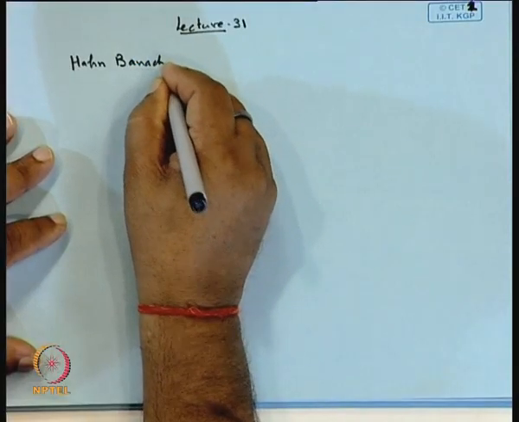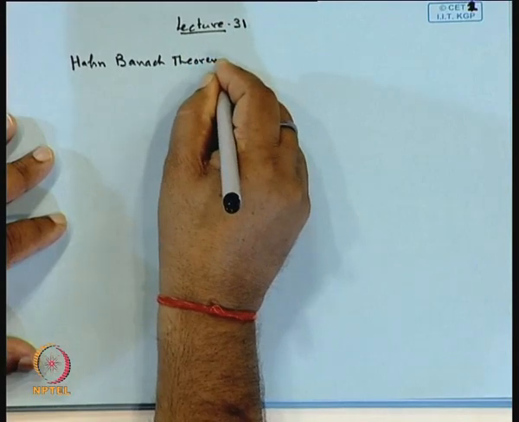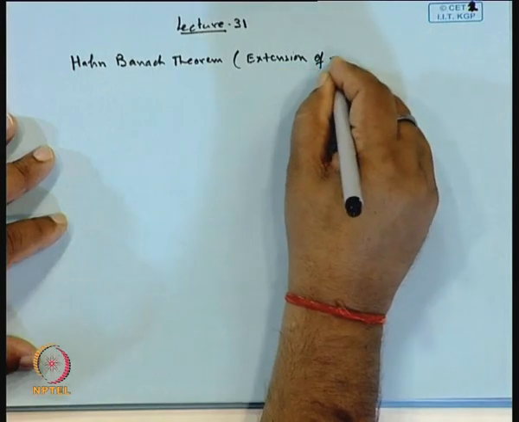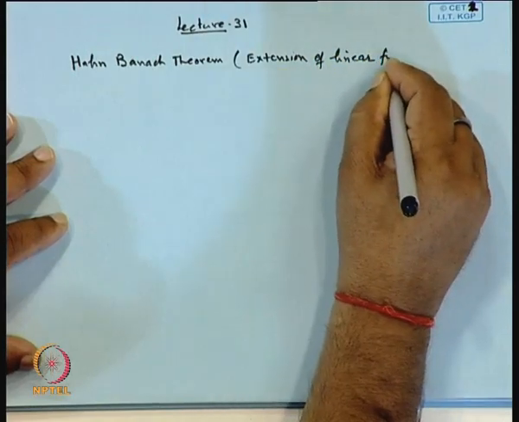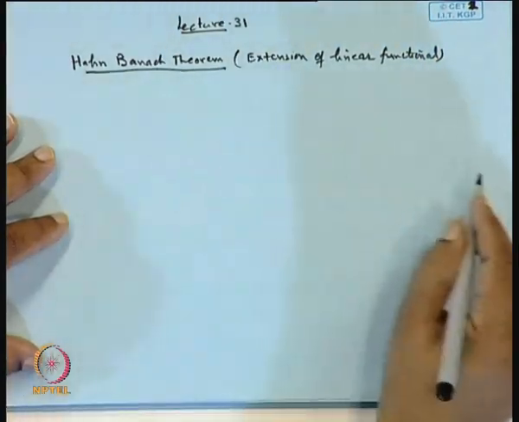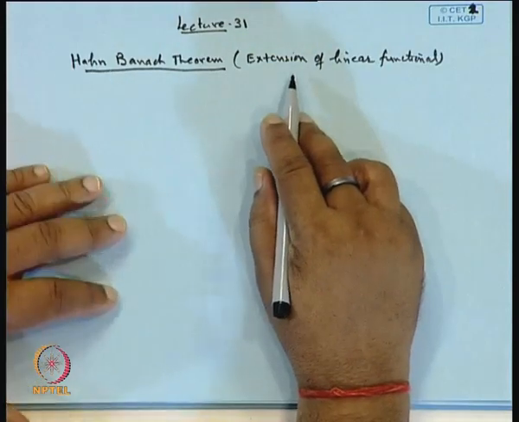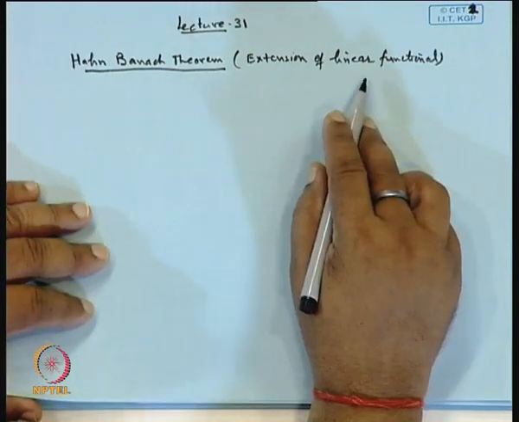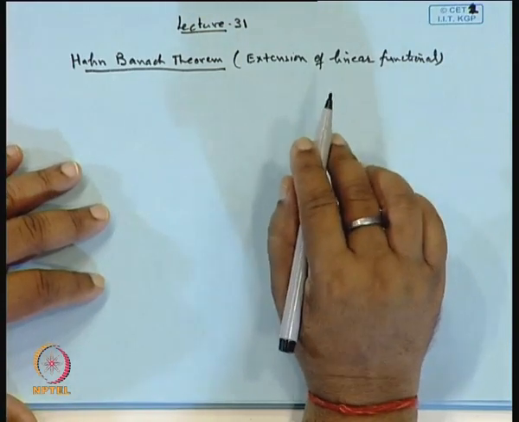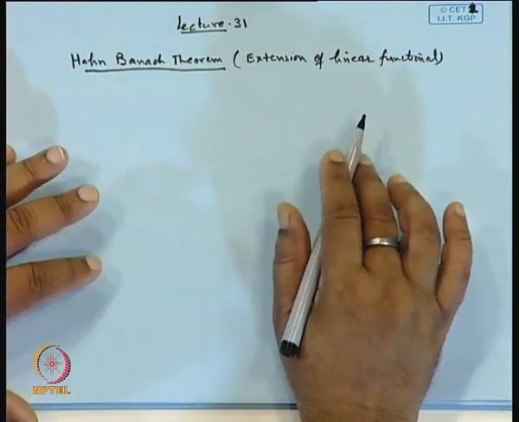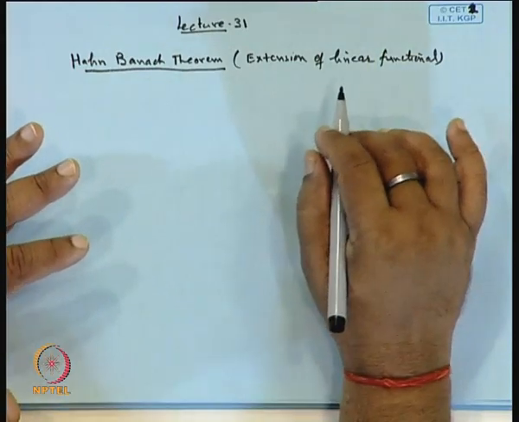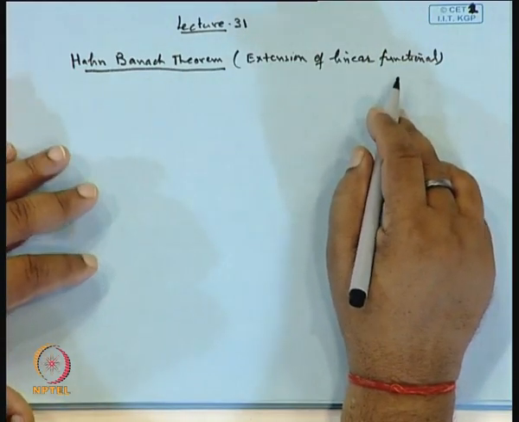So the Hahn-Banach theorem is an extension theorem of linear functionals. Now this theorem gives a guarantee that there are an adequate number of linear functionals on the normed space, or normed spaces are enriched with bounded linear functionals. Hence the theory of the dual space can be taken up very well and gives you the results which we need for that.